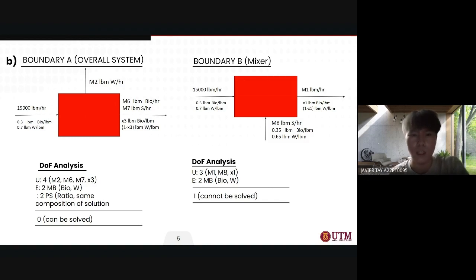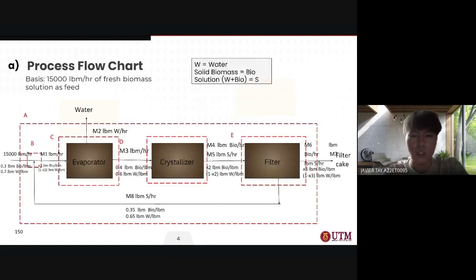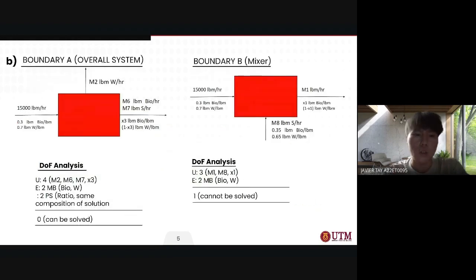So what does it mean? We can look at the process flow chart. At the end of boundary A, the filter, you can see at the filter cake there is X3. So the composition of the solution is the same as the filtrate. Why do we say so? Because in the filter, we don't produce or release any chemicals or materials, so obviously the compositions of the solution are the same. So in the end, 4 minus 2, we get 0. So 0 DOF means it can be solved.